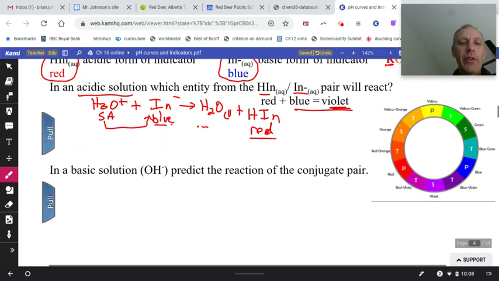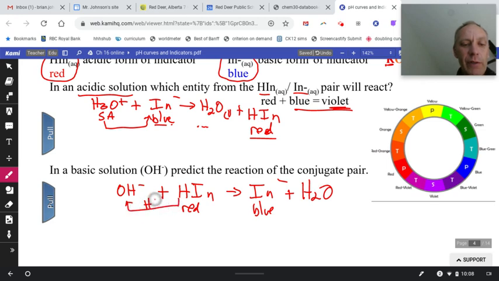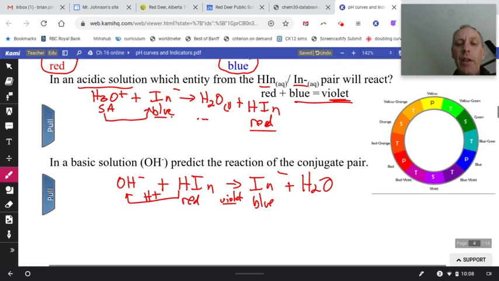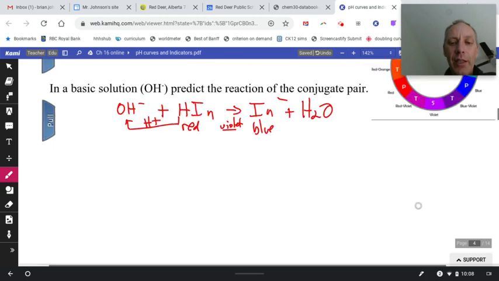Okay, so you're starting to see the pattern. In a basic solution, the strong base will go after which of the two indicator pair, the acidic or basic? Well, the strong base will attack the strongest acid, the red form, and turn it into its blue form, and will have water left over because it is gaining the proton. Bronsted-Lowry theory, okay? Red switches to blue, violet in the middle if you have a mixture of the two colors. So that's the basic idea behind acid-base indicators. They're weak acids, weak bases, and they have colors.